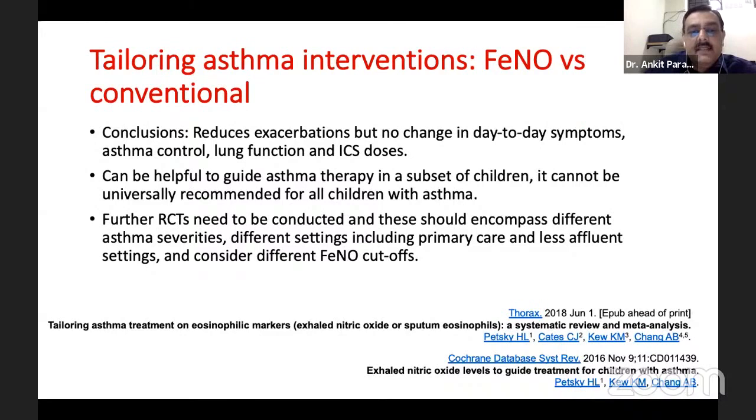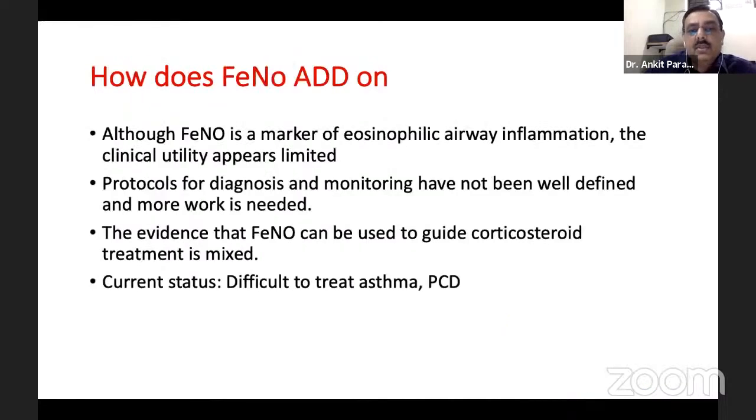So most guidelines have said that it should not be used for all patients, but it should be used for some patients who have severe asthma at specialized centers. So it is a marker for eosinophilic airway inflammation, but the utility is limited. We need more clear protocols. The evidence that it helps to guide steroids is mixed. It can be used for difficult to treat asthma and ciliary dyskinesia patients, where you use nasal nitric oxide.